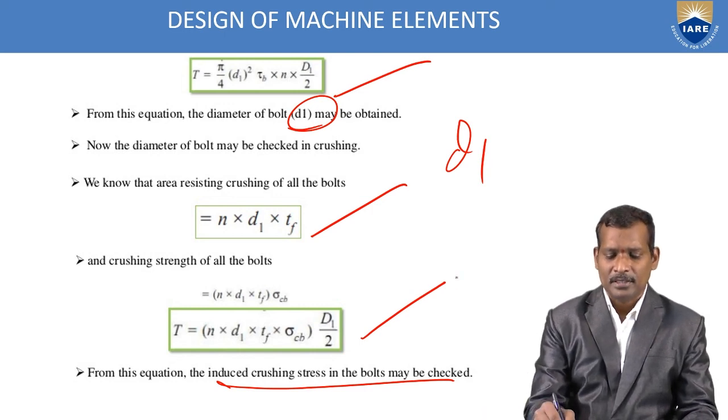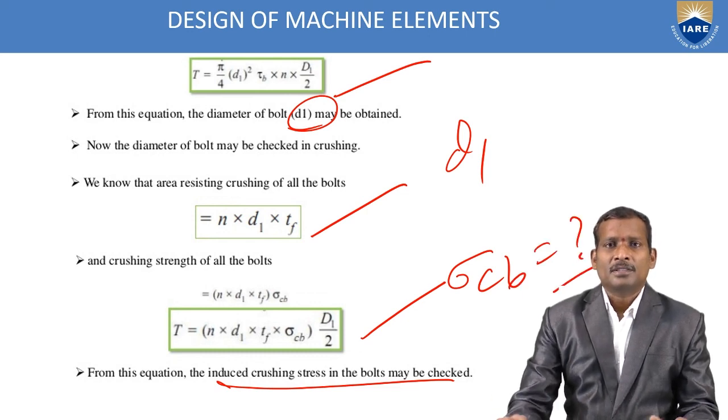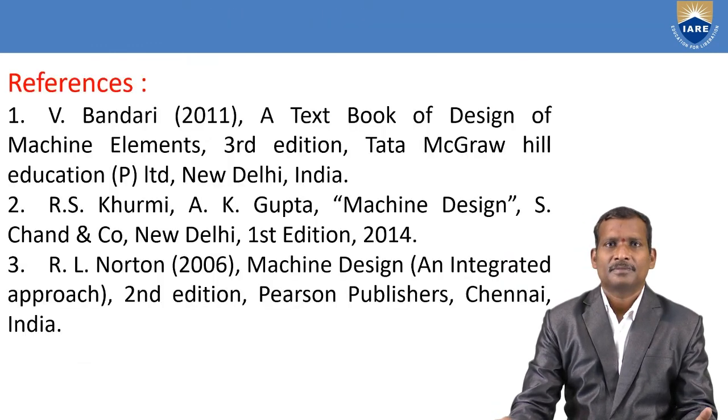So calculate the crushing strength of the bolt here. This value should always be less than the allowable crushing stress value. Then only your design is safe. So for that purpose, you have to check the crushing strength and the shear strength. Clear? So like this, you have to design a flange coupling.